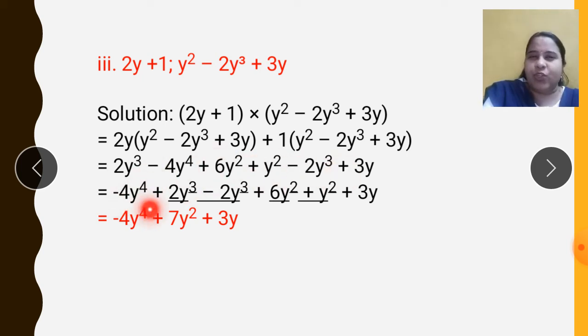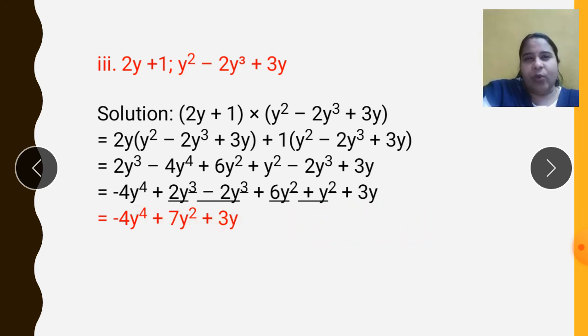Minus 4y raised to 4 as it is. Cube terms are together here, and that too it is plus 2 and minus 2 can be cancelled, right? y square terms are together here. Plus 6y square plus y square is nothing but plus 7y square, and 3y, there is no like term, as it is. I hope you have understood this. Final answer will be minus 4y raised to 4 plus 7y square plus 3y.